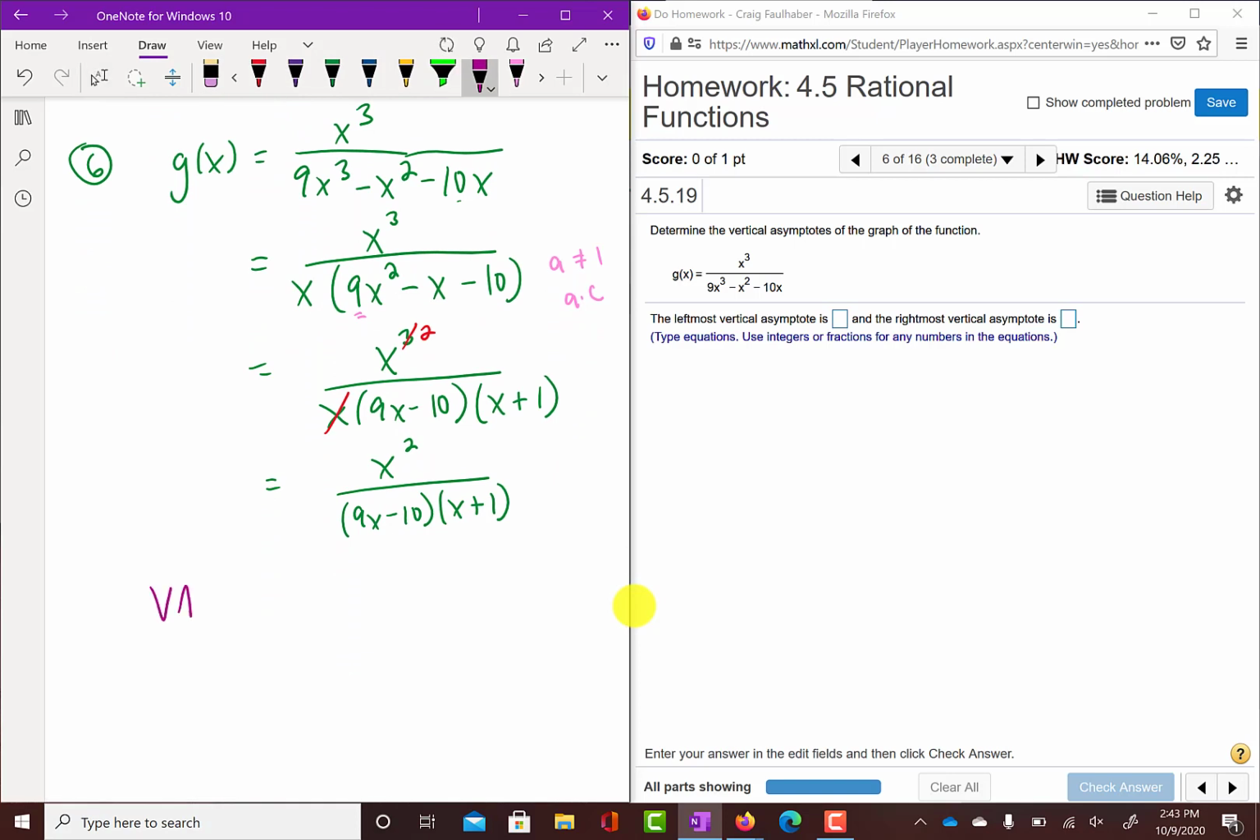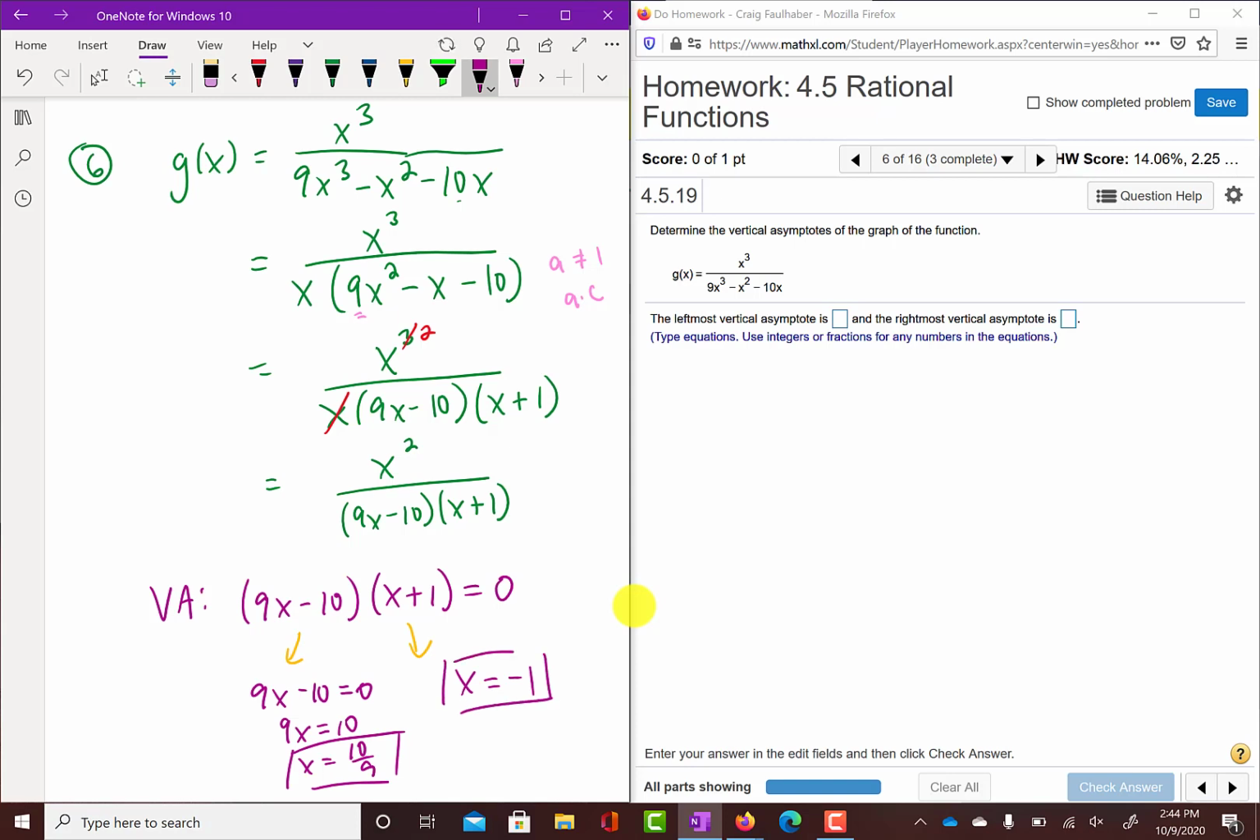So if we want the vertical asymptotes here, we're going to take those 2 factors and we're going to set them equal to 0. And each one of those factors is going to end up giving us a vertical asymptote. If we set our first factor equal to 0, we're going to have to add 10 to both sides. And then we're going to divide both sides by 9. That's one of our vertical asymptotes. This factor here is going to pretty quickly give us a vertical asymptote of x equals -1.